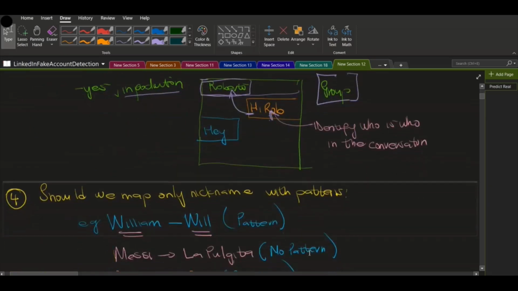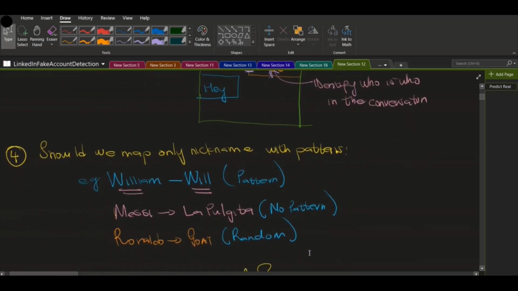So the second clarification that we're going to look at is how we should map nicknames. My thinking is that, for example, William and Will have a pattern. You can see that there's a Will here. This is a pattern that we can leverage. Messi's nickname, they call him Pulga or La Pulguita, something like that.